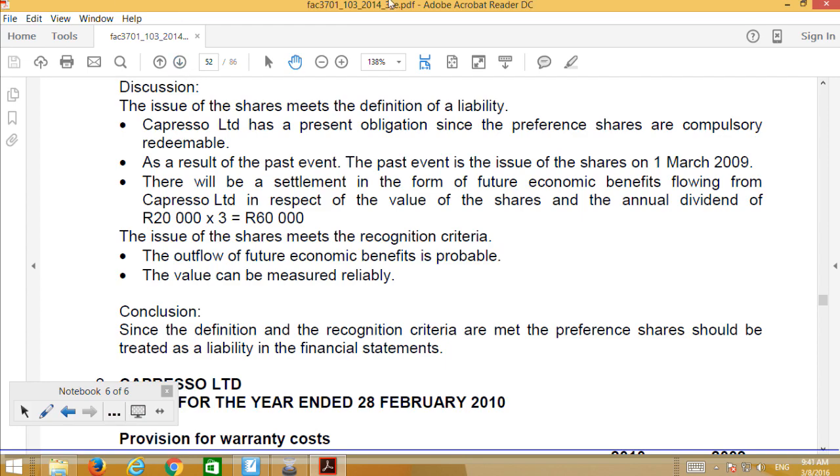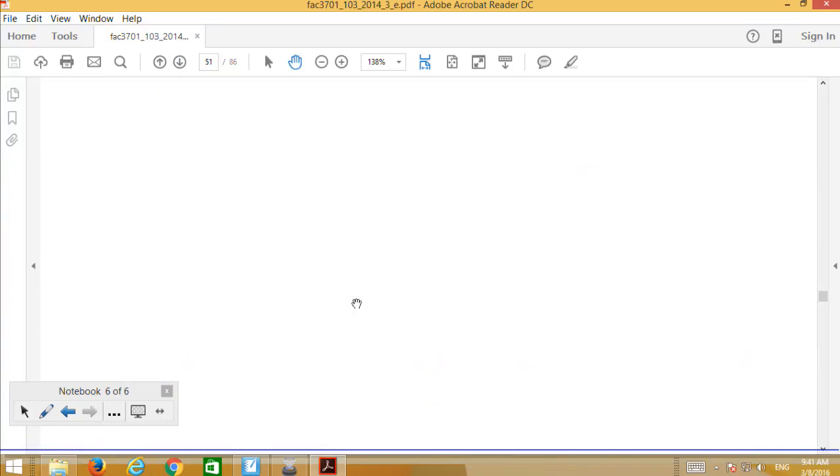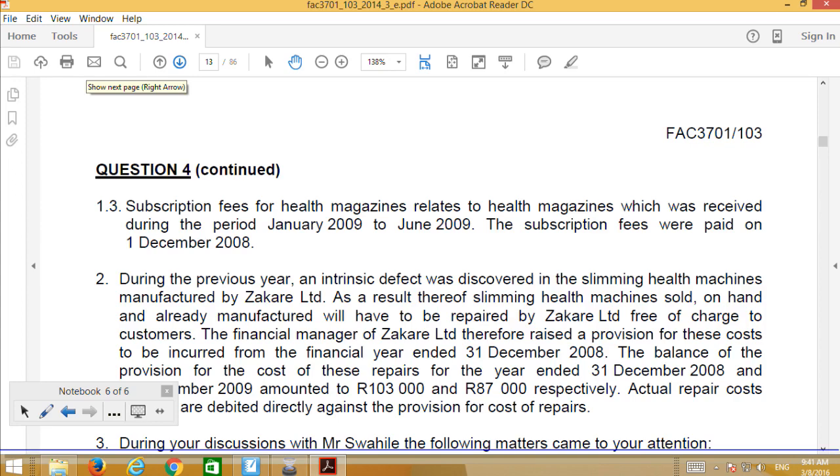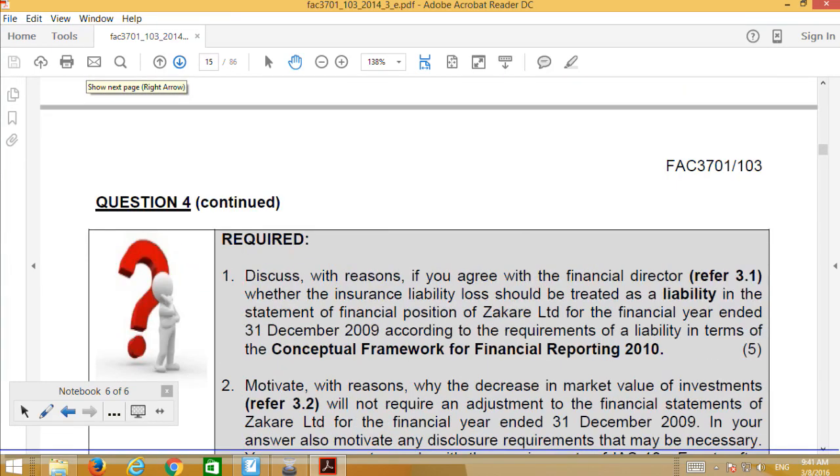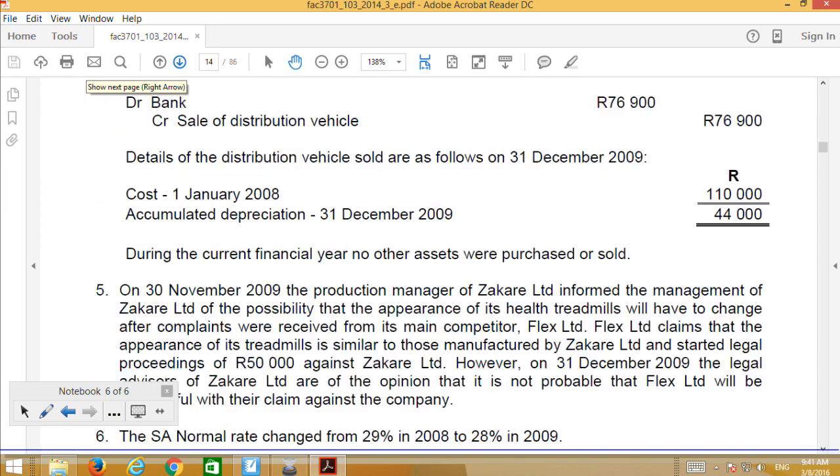You'll see that there were a couple of exams in this paper. So you saw it was question 1 that had the first question. Then you'll see the next one is question 4. The next exam also has a question, also again for 5 marks. Discuss the reasons, if you agree with the FD, whether the insurance costs should be a liability in the statement of financial position according to the framework. And each one will be completely different. So this one, if you read point 3.1, you'll see is about self-insurance.